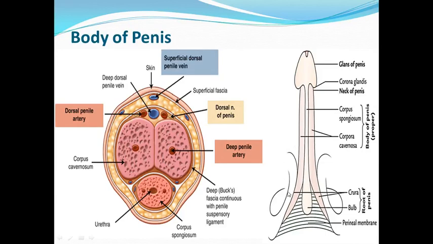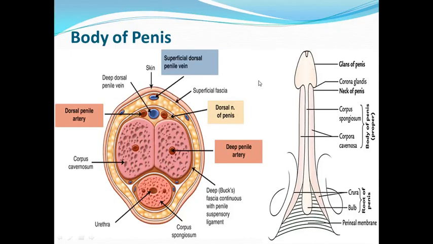Corpus cavernosa is in continuation of the two cruras of the penis. You can see in this figure the corpus cavernosa is the forward continuation of the two cruras of the penis. This corpus cavernosa will not extend till the tip of the penis. Each corpus cavernosa will terminate under the cover of the glans penis, this blunt conical structure, or the head of the penis.